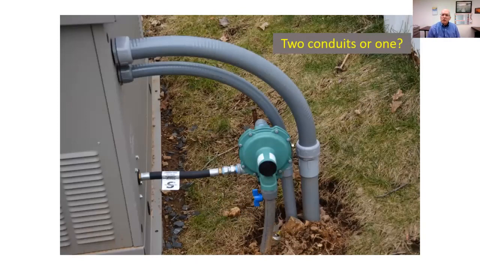So do we need two conduits or one here? Well, I have two conduits that ran to this unit. It called for the control wiring in one conduit and the power wiring in another. But they have new cables out now that are able to be direct buried, and they'll have both the power and the control in one cable. So again, follow the manufacturer's instructions.